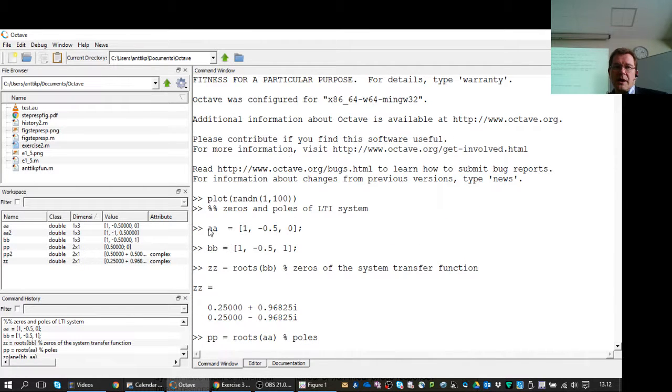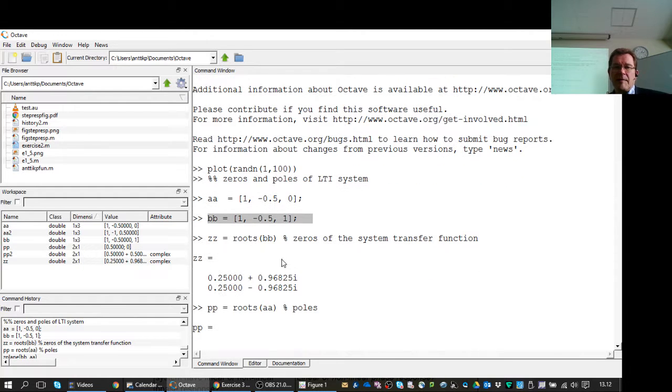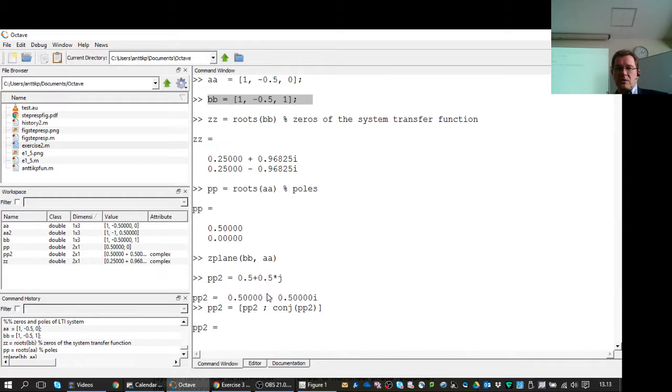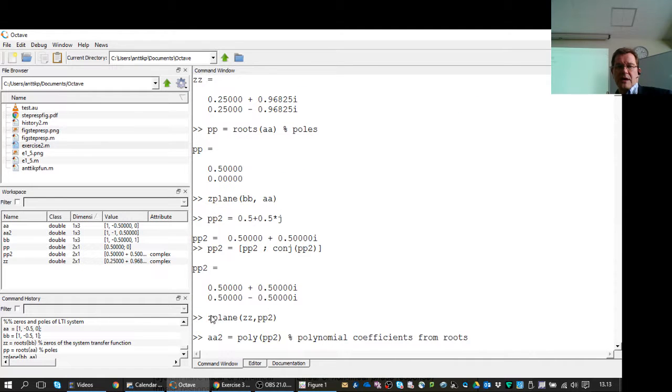So A equals 1 minus 0.50. B is 1 minus 0.51. Then I calculated the roots of both, so zeros and poles, and did the zero-pole plot. Then I decided to change one of those poles and put the complex conjugate to it.